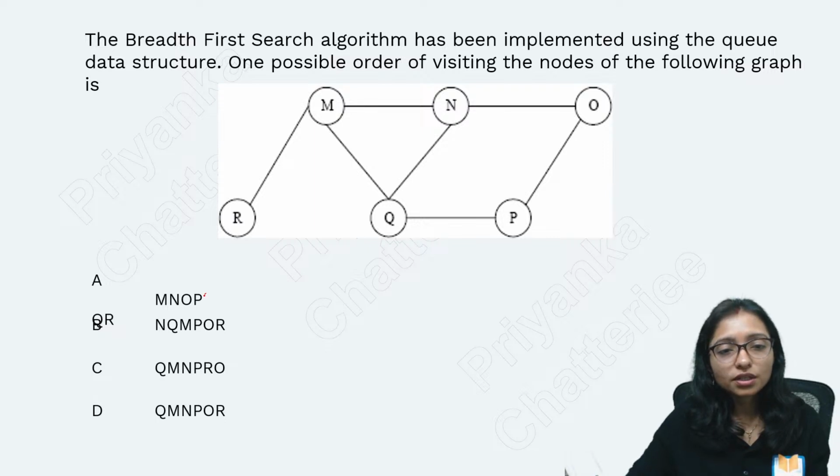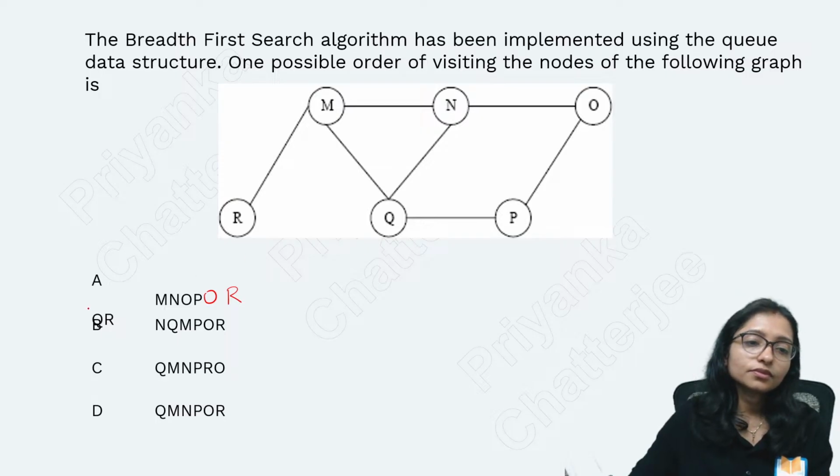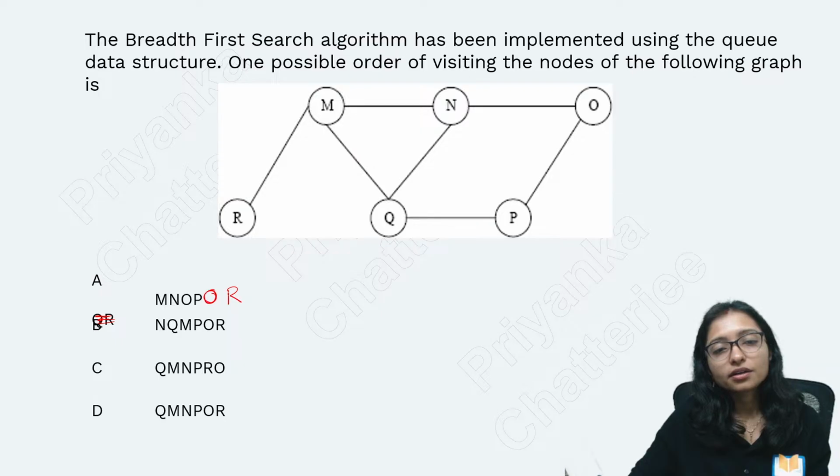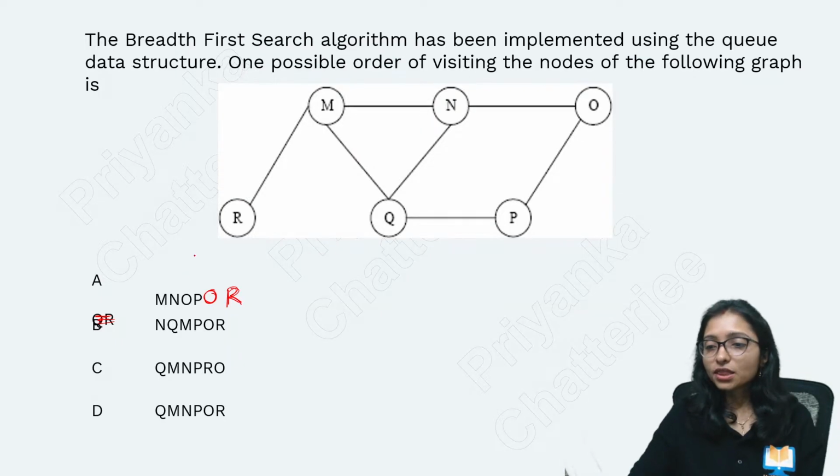Here actually, here is O and R. Okay. Here is O and R. Do this one. Breadth first search.